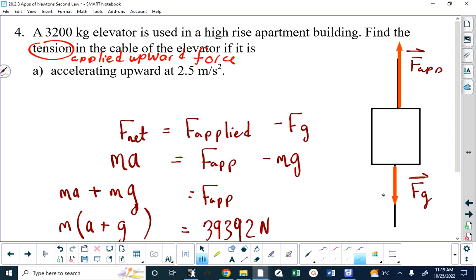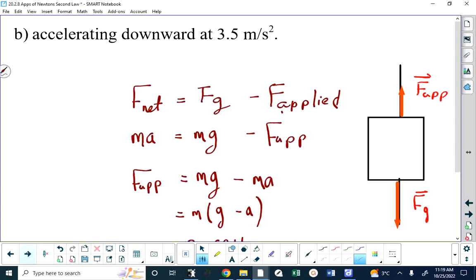Let's just soak that in. If the elevator is accelerating up, the applied force up must be more than the force of gravity, which means the net force is the applied force minus the force of gravity. If the elevator is accelerating down, then the force of gravity is greater, and that means the net force is the force of gravity minus the applied force. It's different. It's subtracted in a different way.